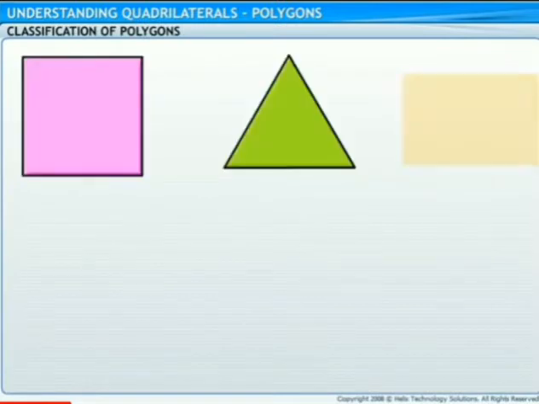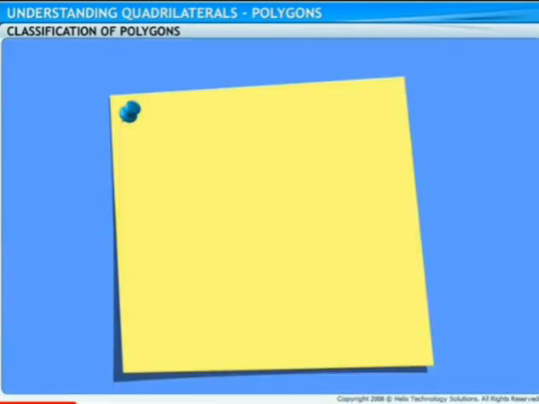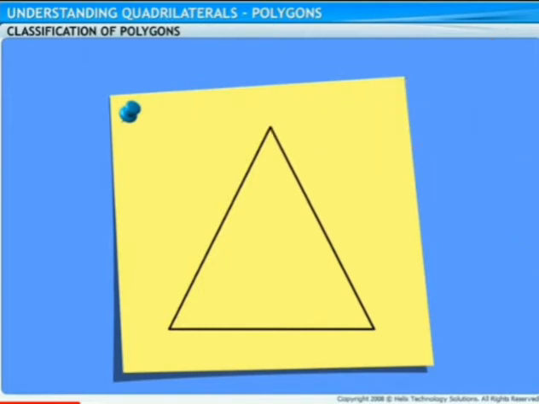So, how many varieties of polygons can we think of? Many. Can we say? Yes. Let's see how we can visualize different polygons. Let's start with a simple polygon, a triangle. A triangle has 3 sides and thus is a 3-sided polygon.